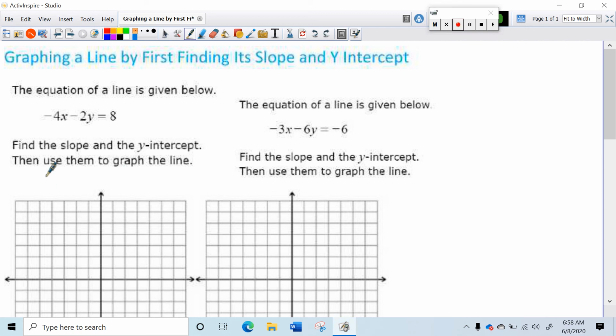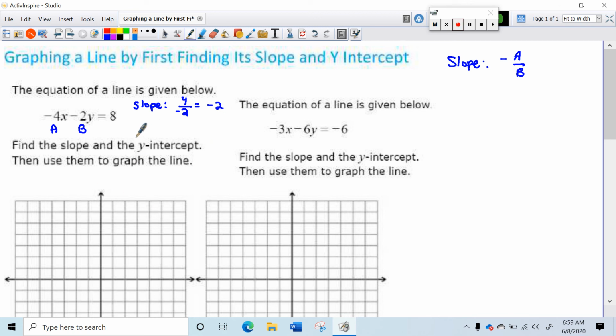Okay, so the slope, let me write it over here. The slope in standard form is the opposite of A over B. So in standard form, this is A and this is B. What you want to do is take the opposite of what's in front of x. So the opposite of negative 4 is positive 4 over whatever B is. B is what's in front of y, negative 2. So 4 divided by negative 2 is negative 2. So the slope is negative 2.